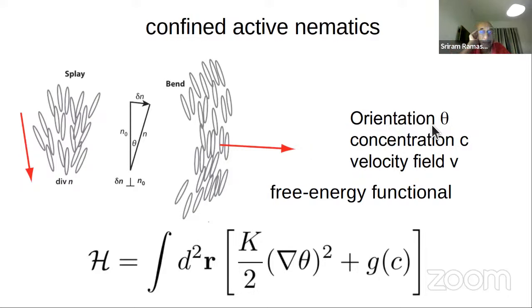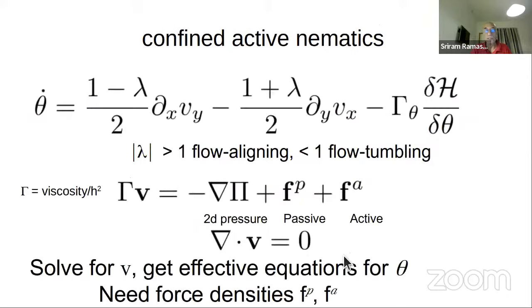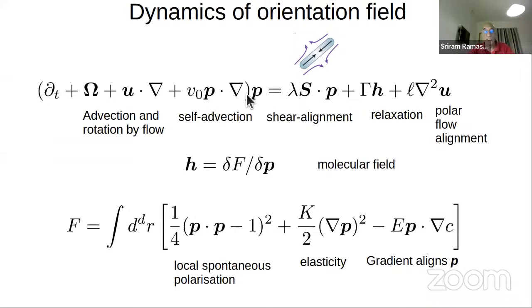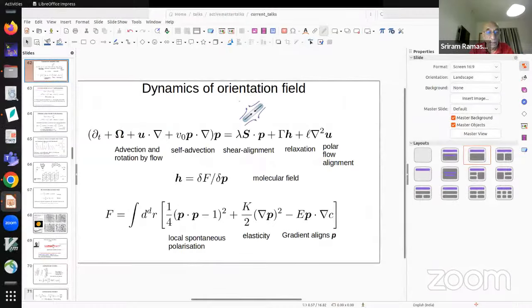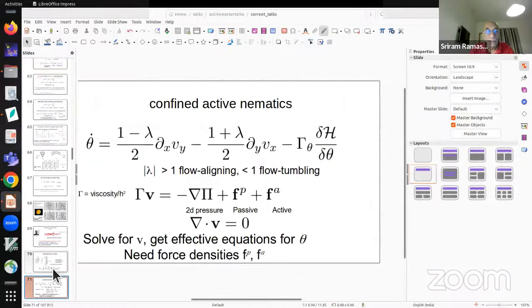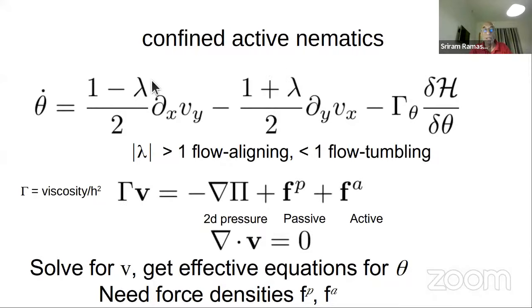And I'll have a free energy functional, which in a very simplified form is just the square of the gradient of the angle. Don't worry about this concentration field bit. The complicated equations of motion, let me again go back to these equations of motion for the orientation translated into a description where all that matters is that single angle. It will end up looking like this.